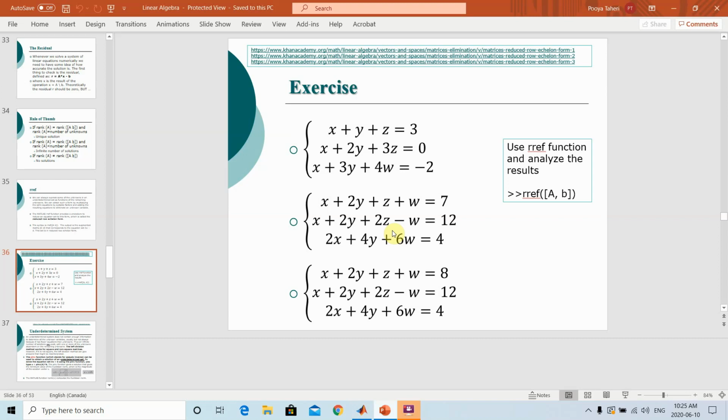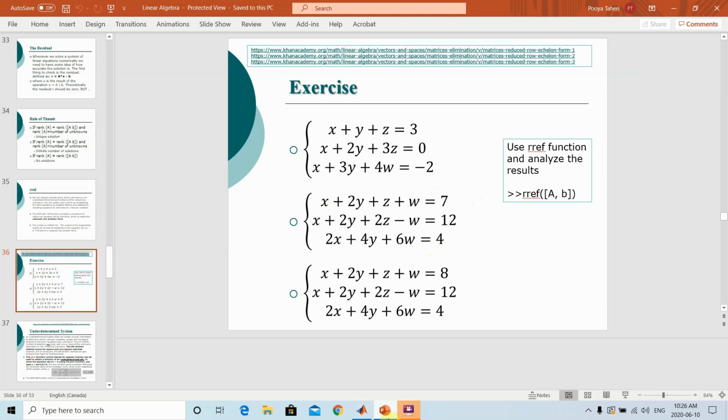This one, the coefficients are 1, 2, 1, 1, 1, 2, 2, -1, 2, 4, 0, and 6, and the right hand side is 7, 12, and 4. So first of all, is this system overdetermined or underdetermined? How many unknowns do we have? We have 4 unknowns. How many equations do we have? We have 3 equations. So this system is underdetermined, right? We have fewer equations than unknowns.